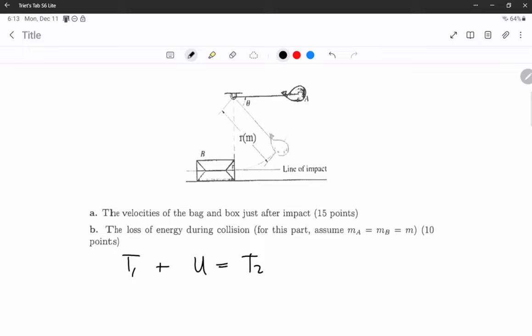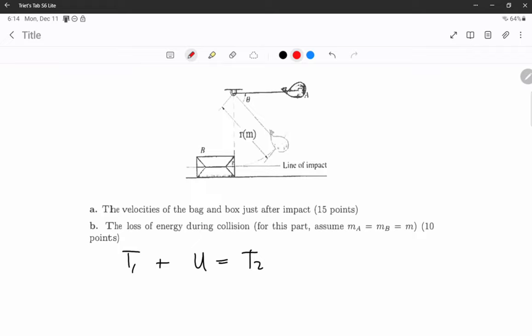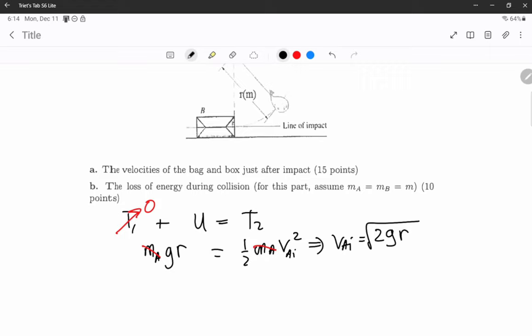For the first stage, it's released from rest, so T1 is zero. The U is gonna be MA g times R, that's the difference from here to here, right before the collision. T2 is 1/2 MA V squared, where VAI is the initial velocity of A before the collision. You can cancel MA out, so you can easily calculate VAI as the square root of 2gR. That's important information, we're going to use it later. And that's the first stage.